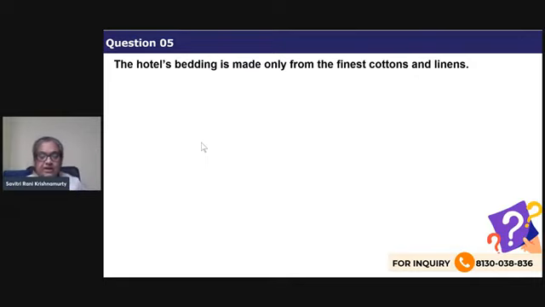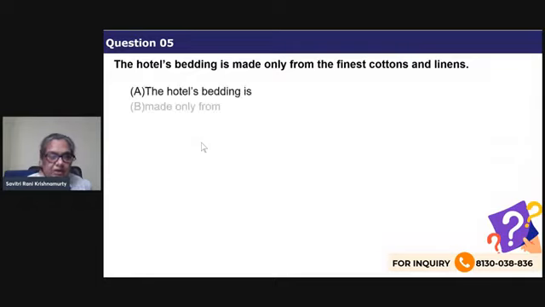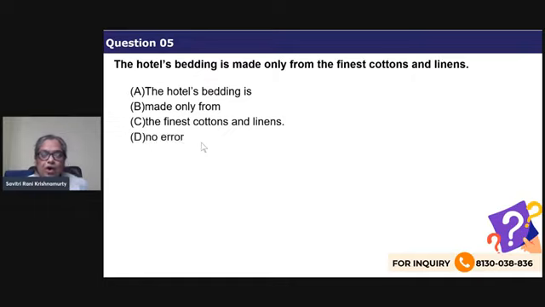Okay, all right. The hotel's bedding is made only from the finest cottons and linens. Hotel's bedding is made only from the finest cottons and linens, or no error. Which part of the sentence is wrong in question? That was question 4, is it? Yeah. Question 5. Which part? So you say A, B, C, or D.